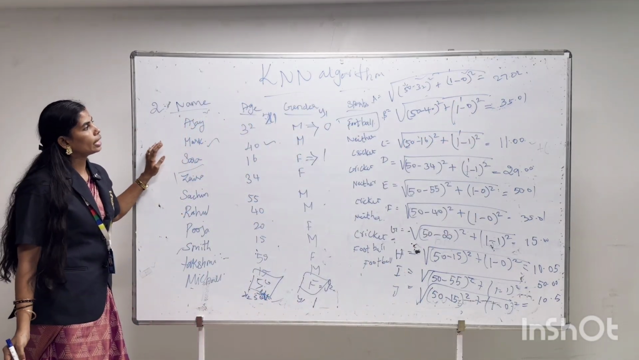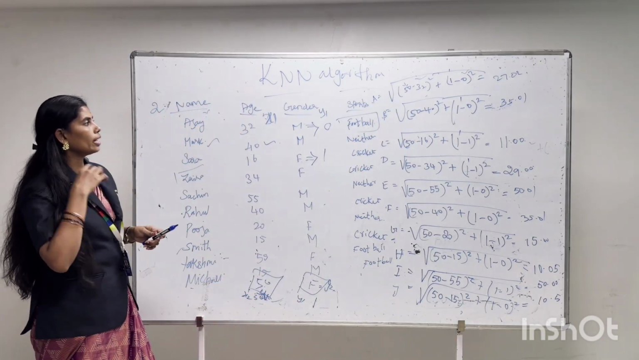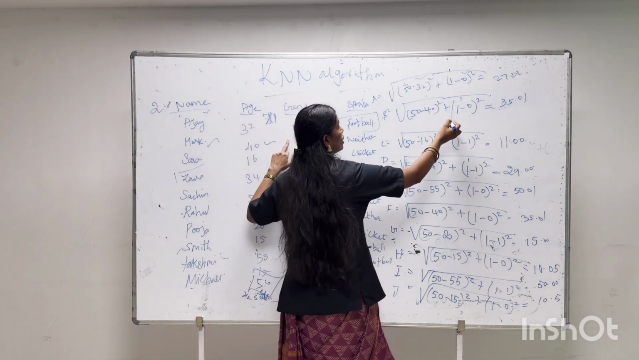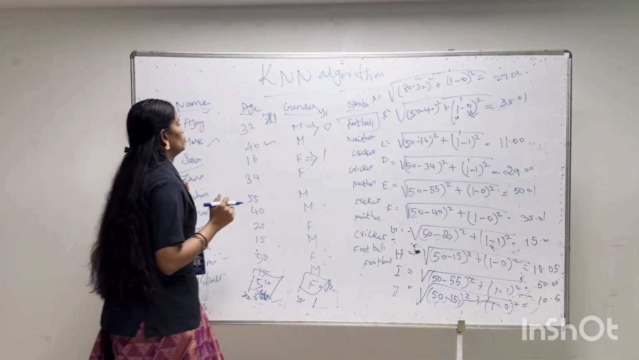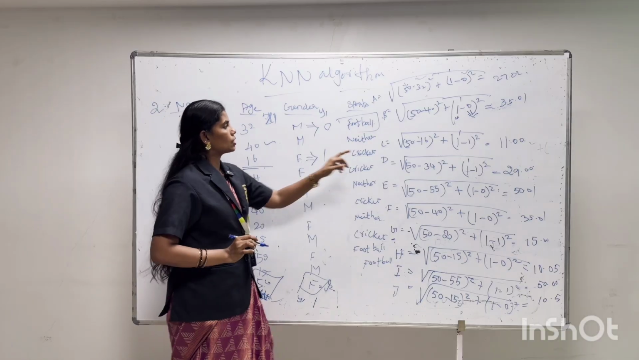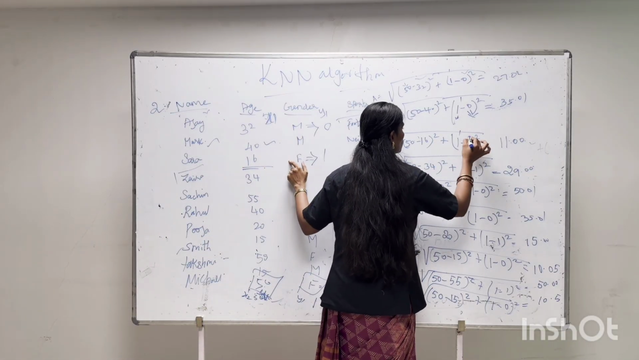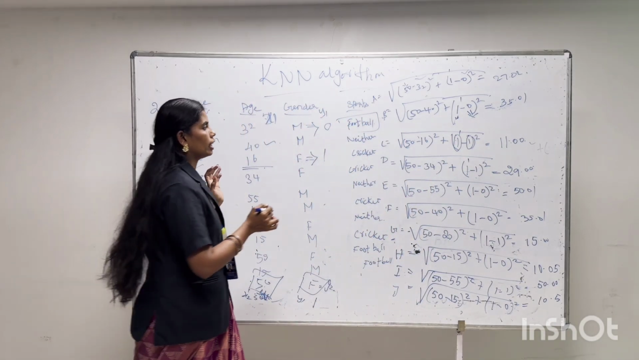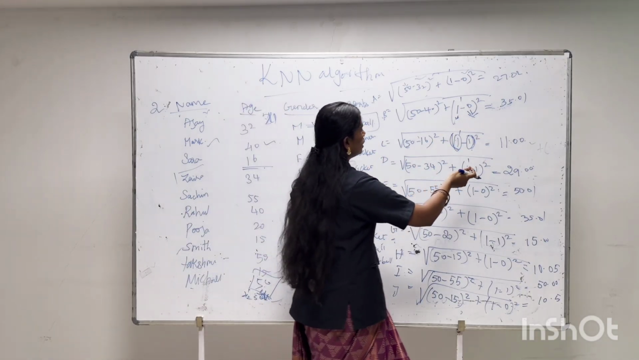For Mark, I am taking Angelina's age and Mark's age is 42, the whole square, plus the male value. This is our Angelina gender and this is our given class gender. So that I have chosen. For Sarah I have chosen her age as 16 and Sarah belongs to the female. So Angelina is also female and Sarah is also female, so here we have taken 1 minus 1 the whole squared. So the value will be 11.